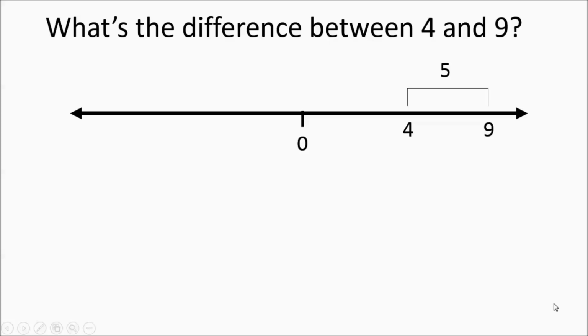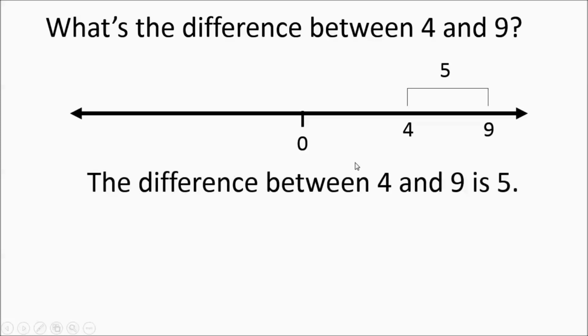So you could think of this as the difference between 4 and 9 is 5. You could think of this as the absolute value of 9 minus the absolute value of 4. You'll understand why we're going into this in a few minutes. And that's 9 minus 4, which is 5. Okay, moving on.